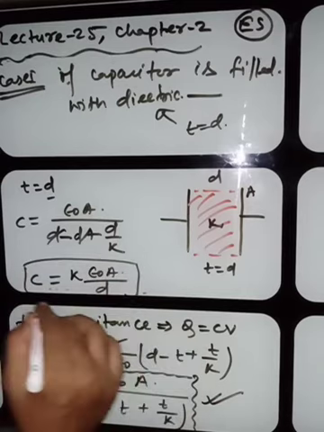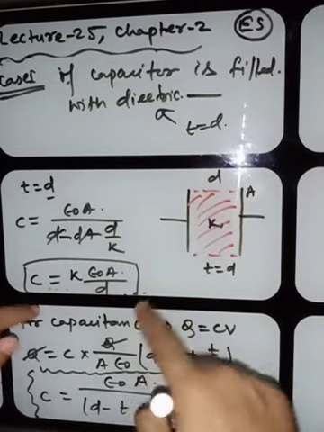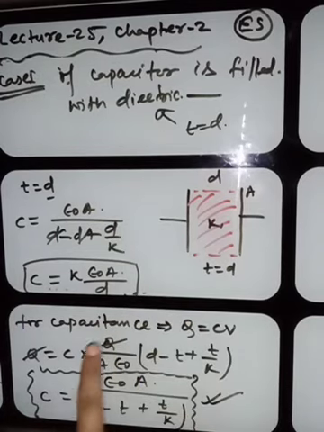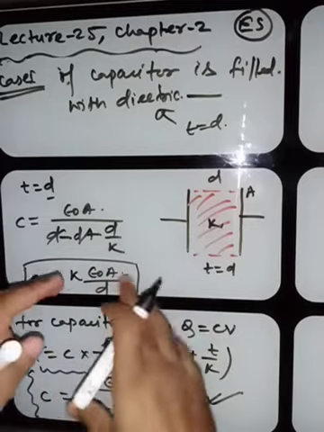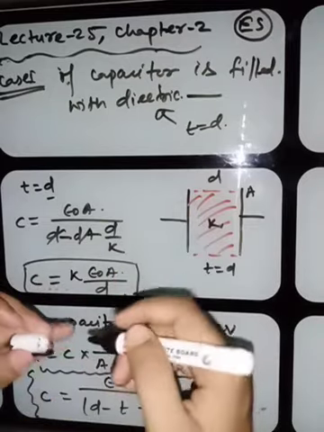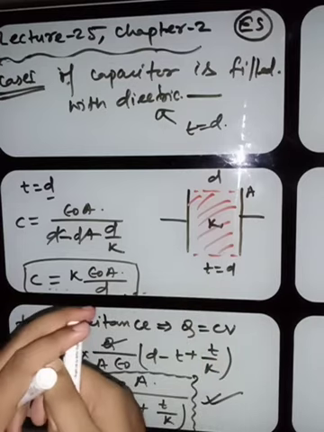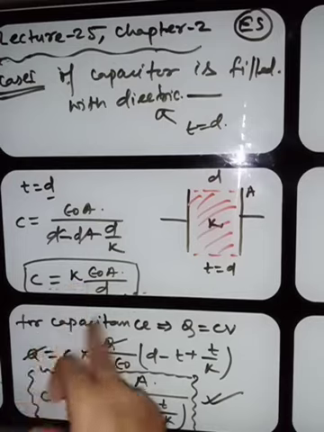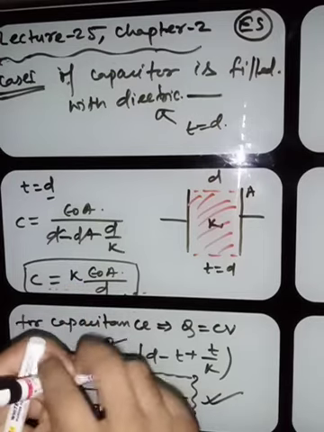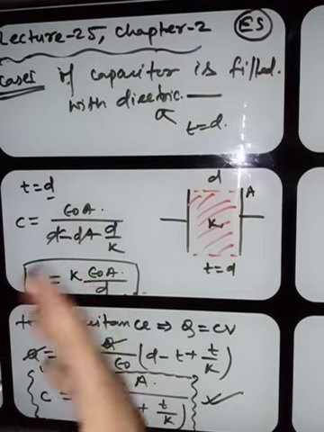Had we discussed this one? Yes, we had discussed this one, K times epsilon naught A by D. That is, if the dielectric is completely filled in between the plates of the capacitor, then capacitance will increase by K times. You can see it is increased by K times. Okay, my dear student. Suppose I am giving you another simple case.